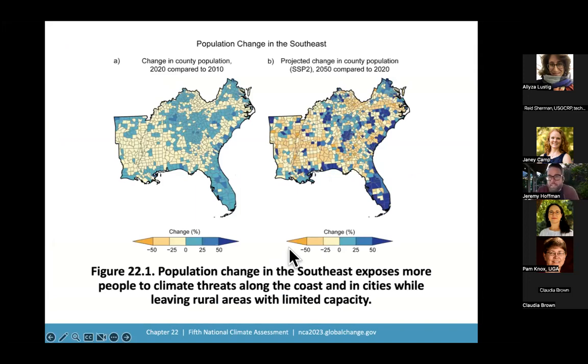We've seen in the census data that many of our metropolitan areas, and some of the largest, fastest growing metropolitan areas, are in the Southeast, and that's expected to continue into the future, even under a kind of middle ground population growth future scenario called SSP2. So you can see areas that are dark blue are places that are expected to continue to grow, and those are mostly in metropolitan and coastal areas.